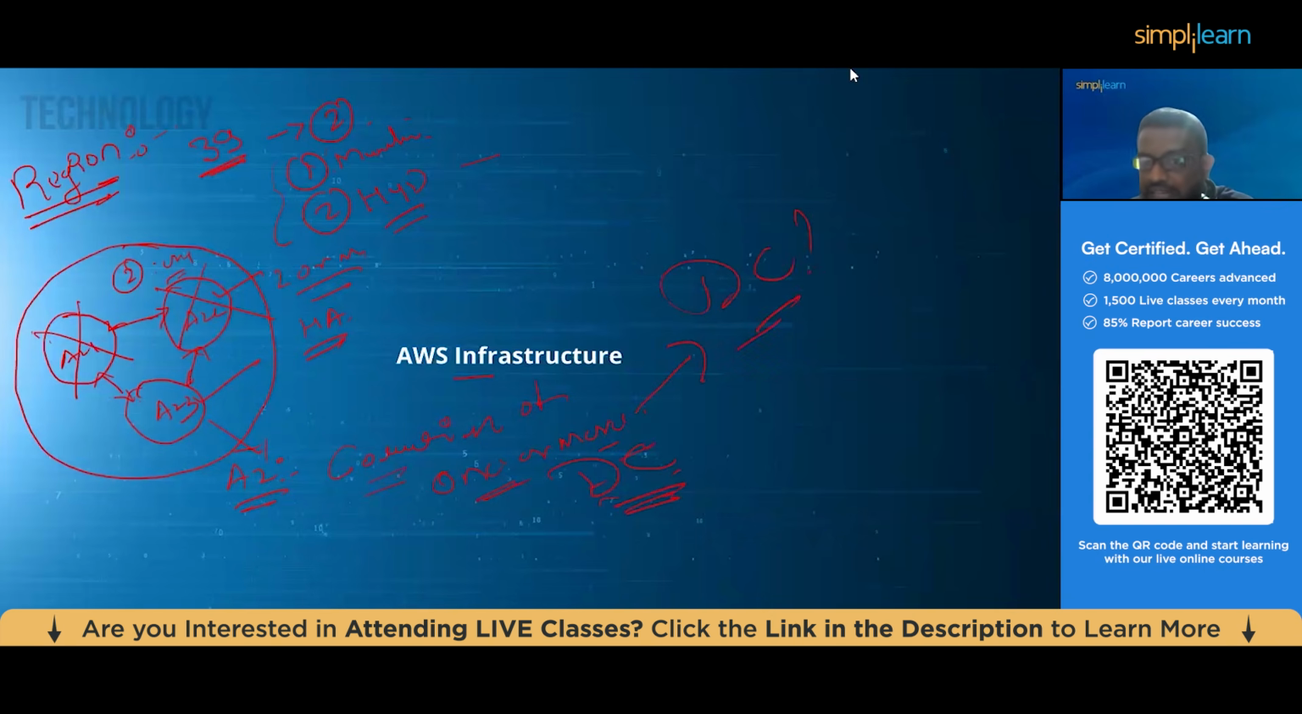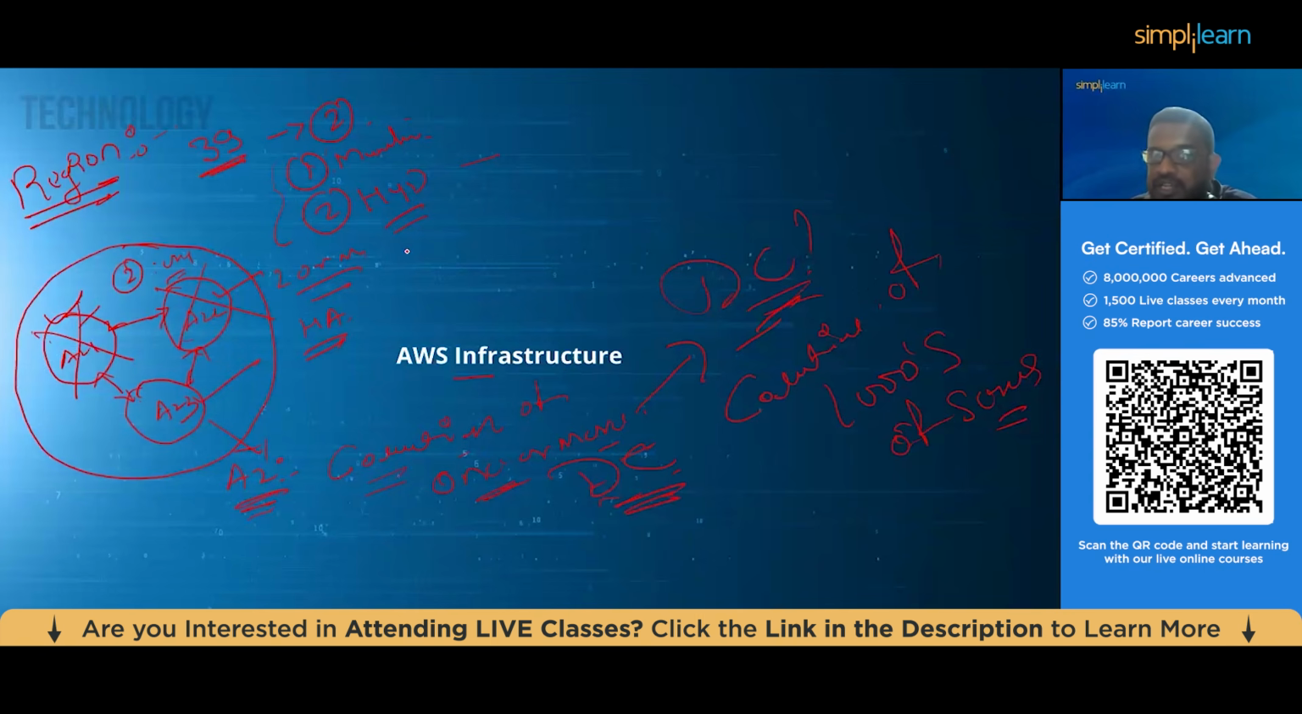A data center is nothing but a collection of thousands of servers. Are you with me, folks? Can I say that every data center consists of thousands of servers? So now you can see, an availability zone is a collection of one or more data centers, and every data center consists of thousands of servers.